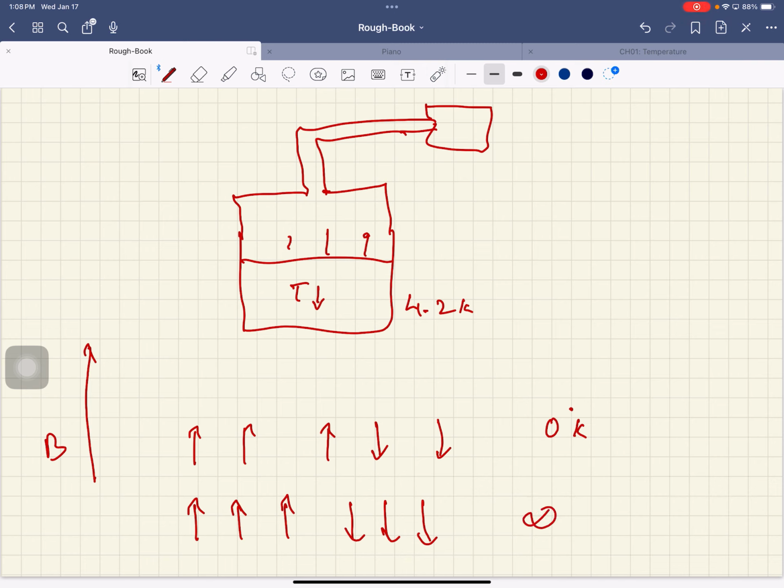So if you have a bunch of magnets lined up like this, this corresponds to a temperature. And what you can do is turn on a magnetic field. When you turn on a strong magnetic field, some of them will switch in that direction.